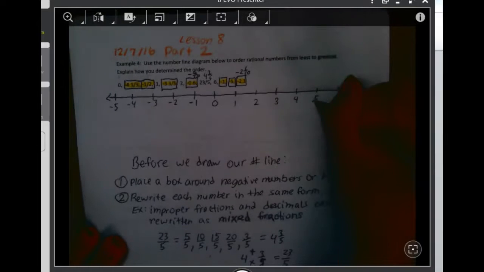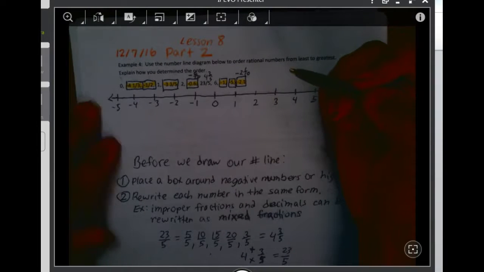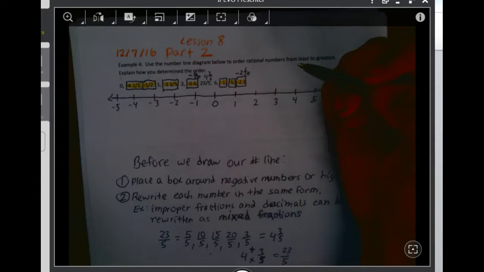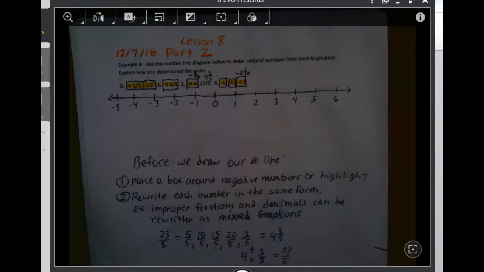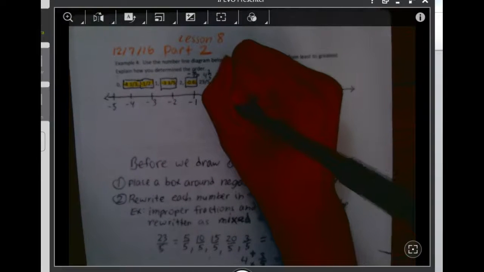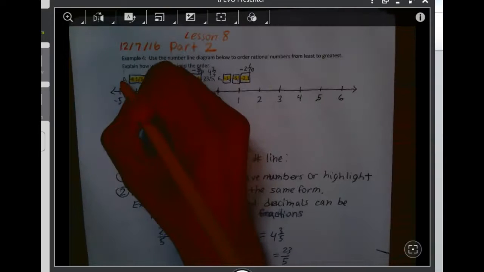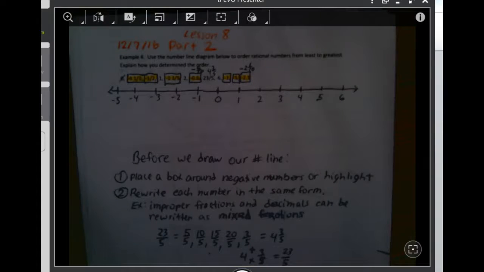Okay, so we have our number line labeled. Now we're ready to go ahead and start with our negative numbers that we have highlighted. As you place your numbers on the number line, I recommend that you mark off each number so that we don't leave anything off. So as you can see, we're going to start with 0. So we can mark off 0. I'm going to use a pencil to mark it off.